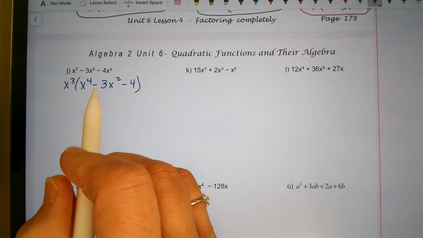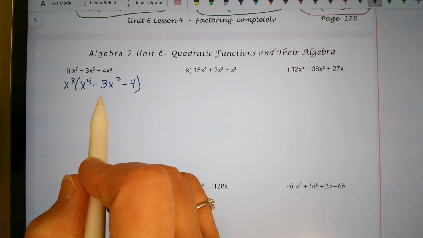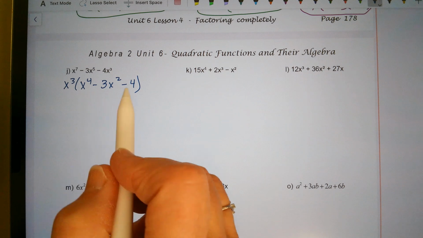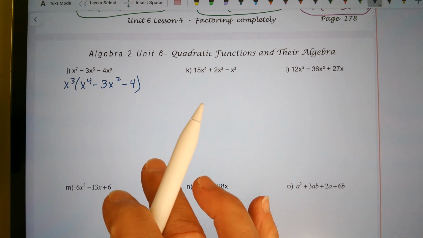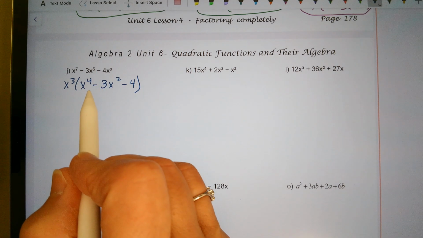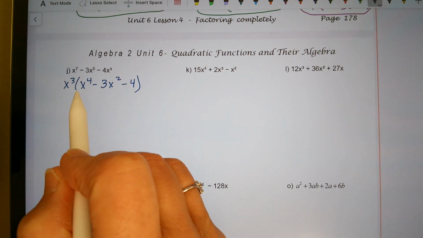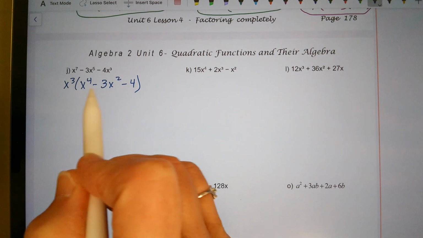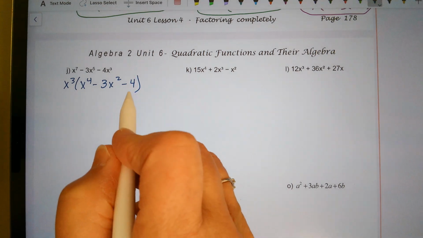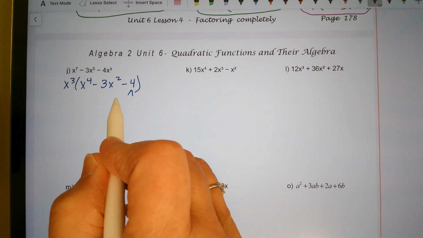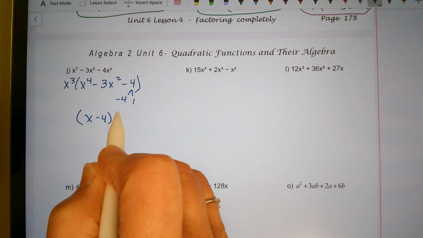Okay, now we have here an x to the fourth. This would be considered a quartic trinomial, right? So just like we've been factoring our quadratic trinomials, quadratic meaning the highest degree or the highest exponent is 2, we can do the same here. Just think of the leading coefficient as 1, the factors of negative 4 that sum to negative 3 are negative 4 and 1. So we would have x minus 4 times x plus 1.